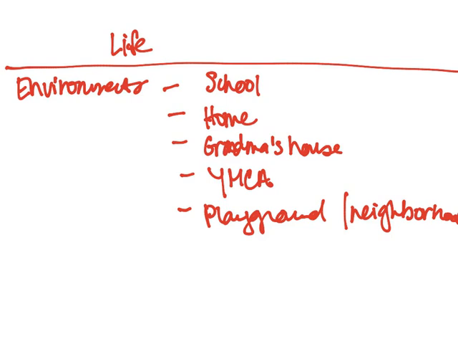Okay, so let's pick one of these environments. Let's say we're going to look at school. I'll say in each environment there are sub-environments. So think about your home. You might have in your home a kitchen, a living room, a dining room, a bathroom, a basement. So let's think about what the sub-environments might be for the student in school.